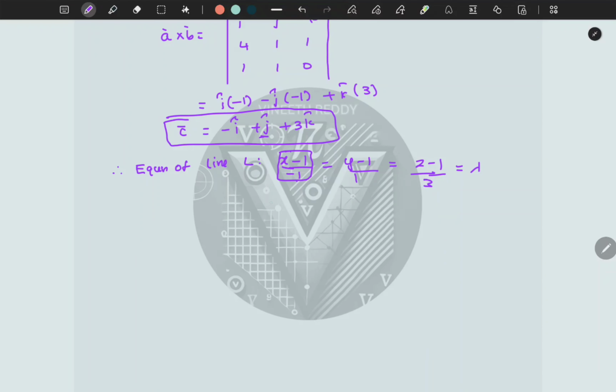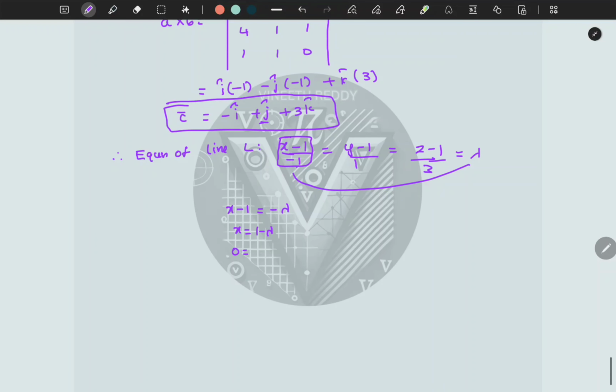Because in the YZ plane the x coordinate is 0. So we'll do one thing, we'll equate these two. We'll say x minus 1 is equal to minus lambda, so x is equal to 1 minus lambda. Now x is 0 because on the YZ plane the x coordinate is 0, right? So lambda should be equal to 1.